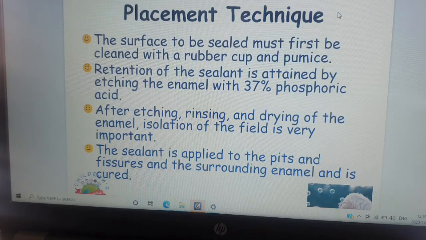You must remember I said there are no cavity preparations associated with dental sealants. So we etch the enamel with 37% phosphoric acid, and then after etching, we're going to rinse and dry the enamel and then isolate the field before we actually place the fissure sealant and cure it.